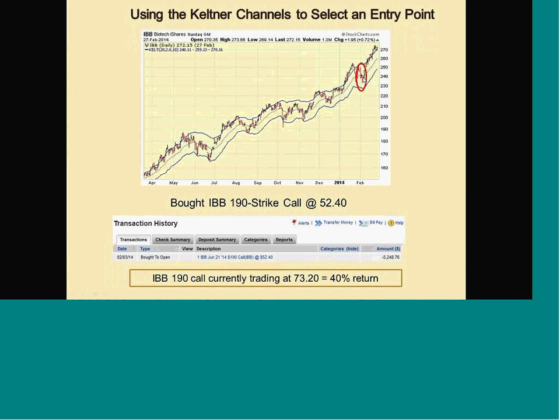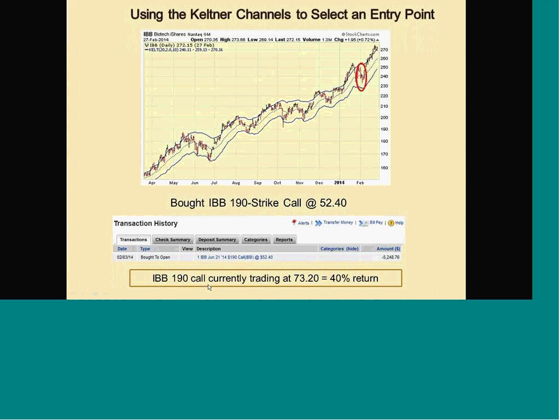And we can see the Keltner channels again help us with the timing of our trades. We can see the ETF is getting overbought here. It was actually trading above the upper channel. Then it retraced, got down around this lower channel, got oversold, and then rallied, sold off, rallied. So this is a great tool to use to help us in our option trades. And this IBB 190 strike call is currently trading at 73.20, so I have a 40% return in this trade.